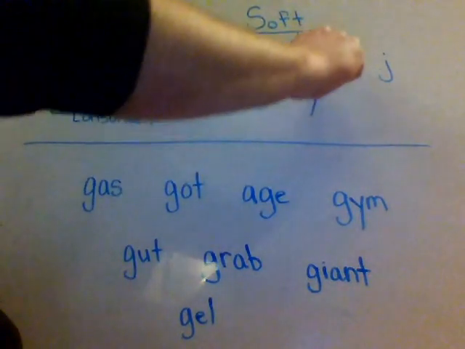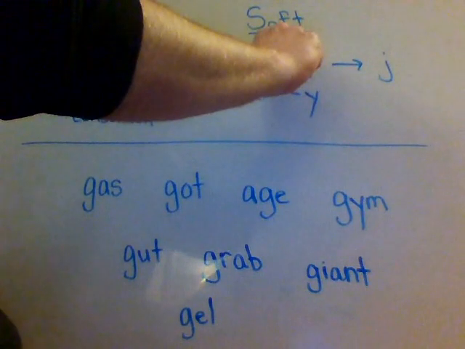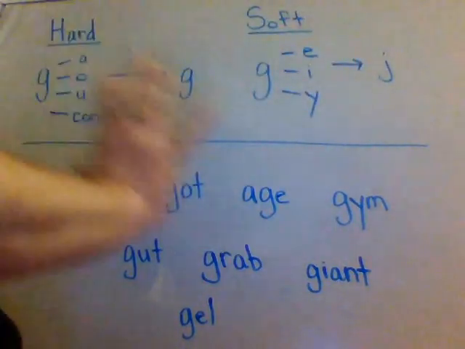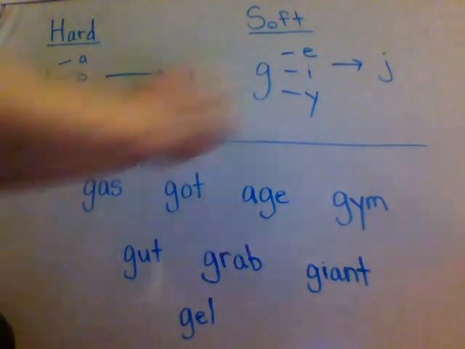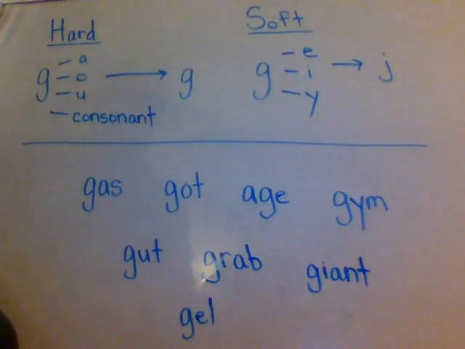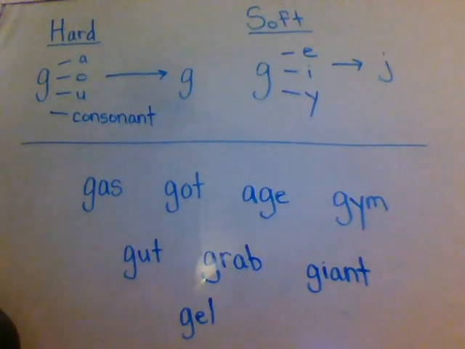When G comes before the vowels E, I, or Y, it makes its soft sound J, like a J. J, J, J. Now, when I was in school, my teacher told me to think of these as scaredy cat vowels. So when G comes before them, it doesn't want to scare them with its big hard sound. So it softens down to a J. J, J, J. So just like C, letter G can be a very nice letter.